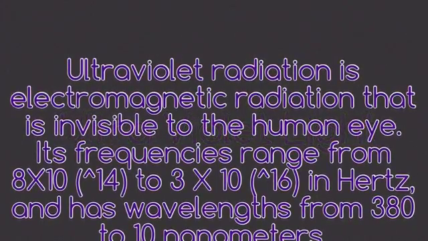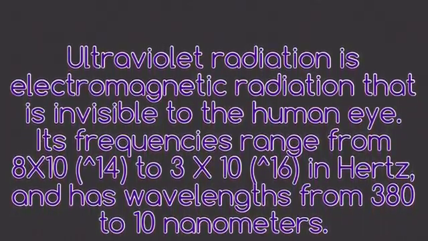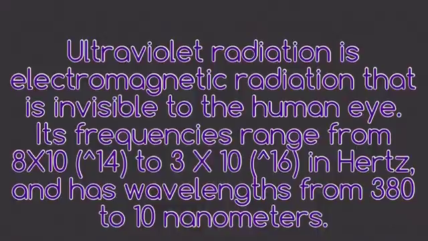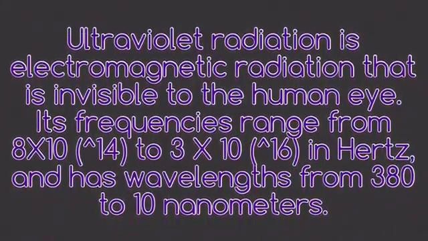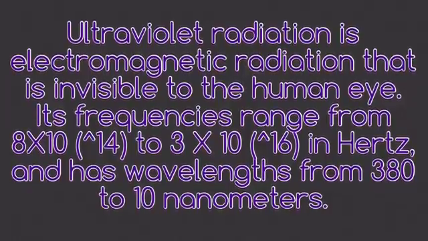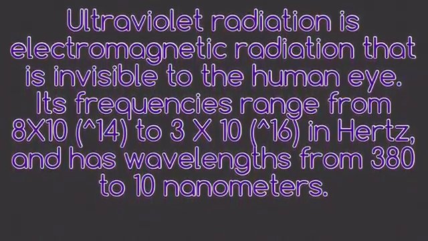Ultraviolet Light. Ultraviolet radiation is electromagnetic radiation that is invisible to the human eye. Its frequencies range from 8 times 10 to the 14th to 3 times 10 to the 16th hertz, and has wavelengths from 380 to 10 nanometers.